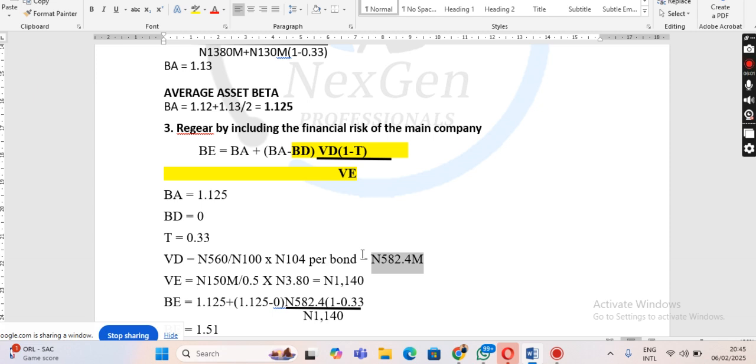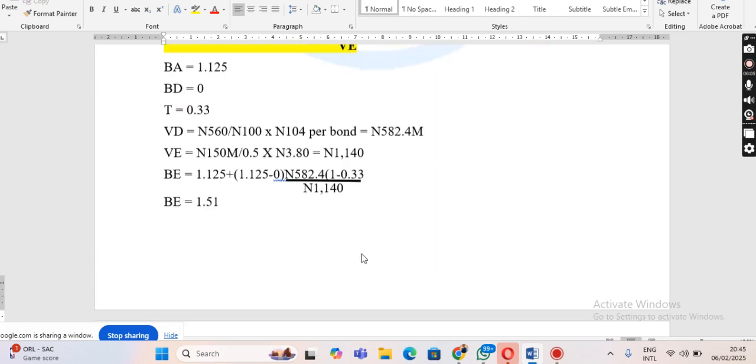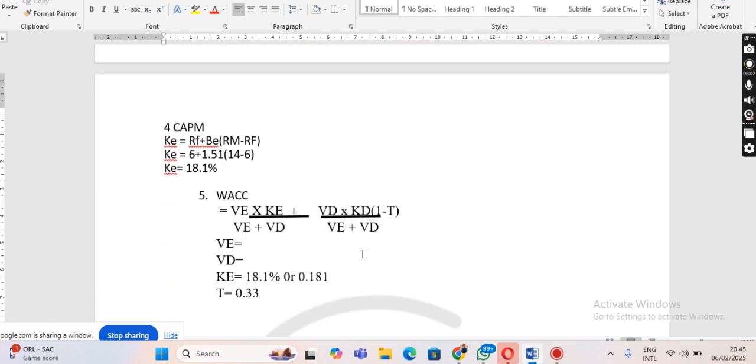So this is 582.4 M, right? And the value of equity is 1,140, right? The reason why I need to do this is because I'm seeing some of you are getting 108 percent and thereabout, which is very, very wrong. It could be from the calculation though.